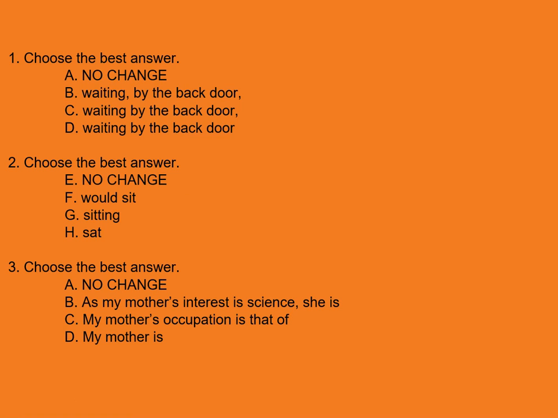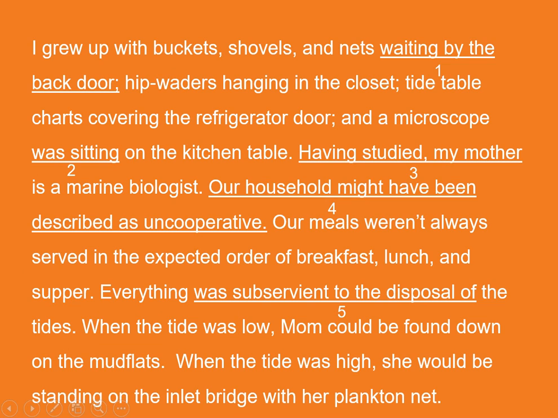Next, we skip on to number 2. Again, it's a choose the best answer. No change, would sit, sitting, and sat. So we locate question number 2 in the passage. Here it is. You're going to notice it's in the same sentence as problem number 1. Again, like I said, you might be tempted to just go through this clause right here, and a microscope was sitting on the kitchen table, to try to correct it, but actually you need to read that whole sentence. I grew up with buckets, shovels, and nets waiting by the back door, hip waiters hanging in the closet, tide table charts covering the refrigerator door, and a microscope was sitting on the kitchen table.